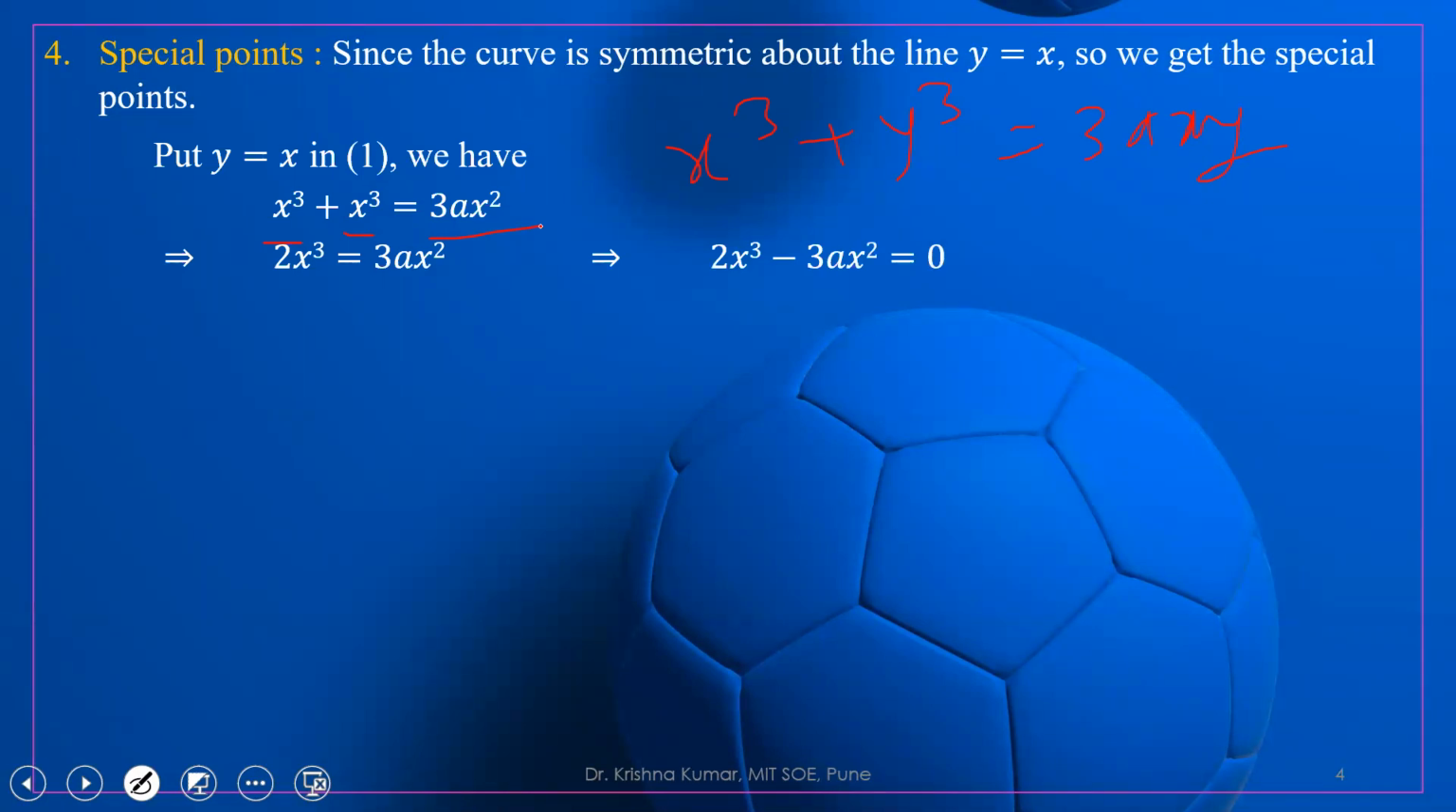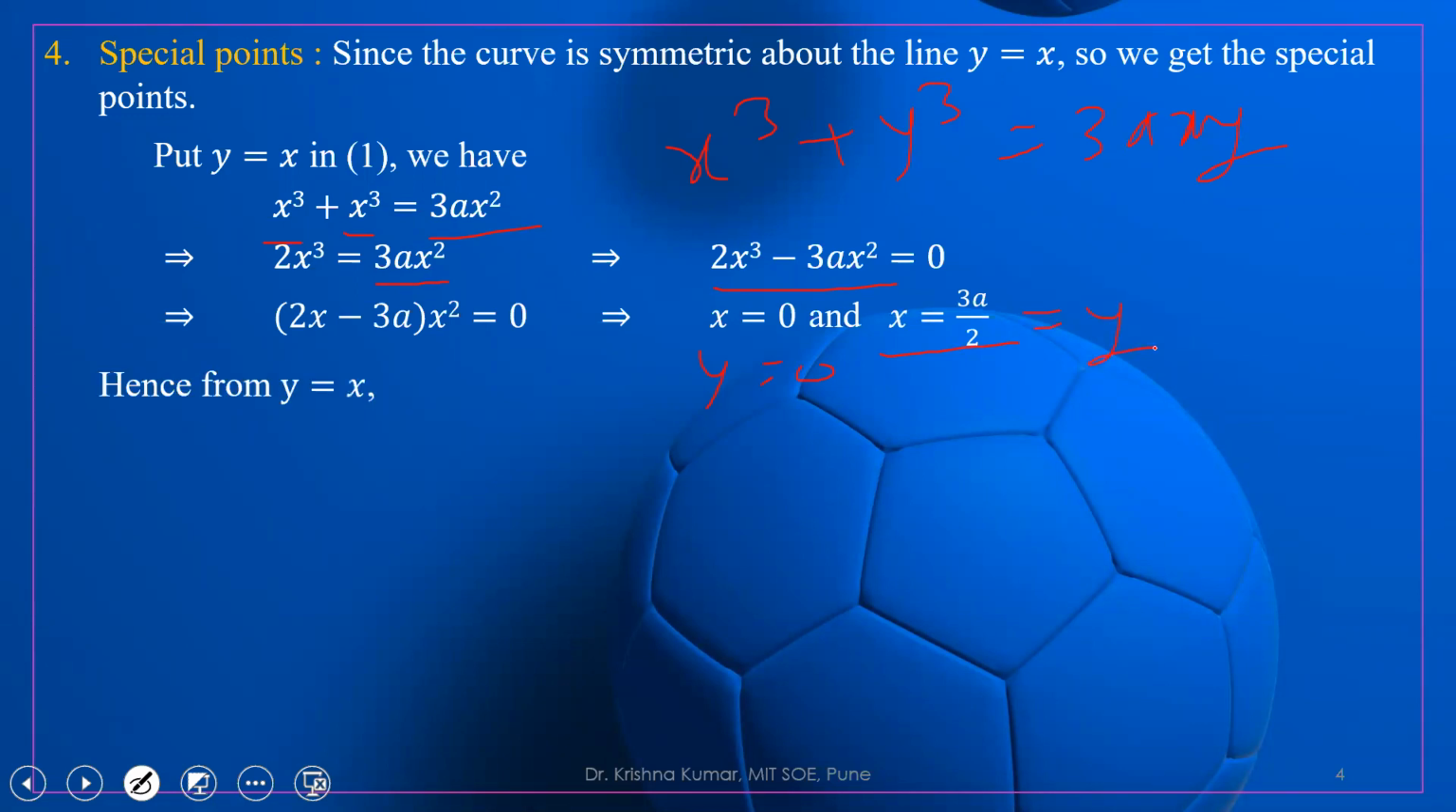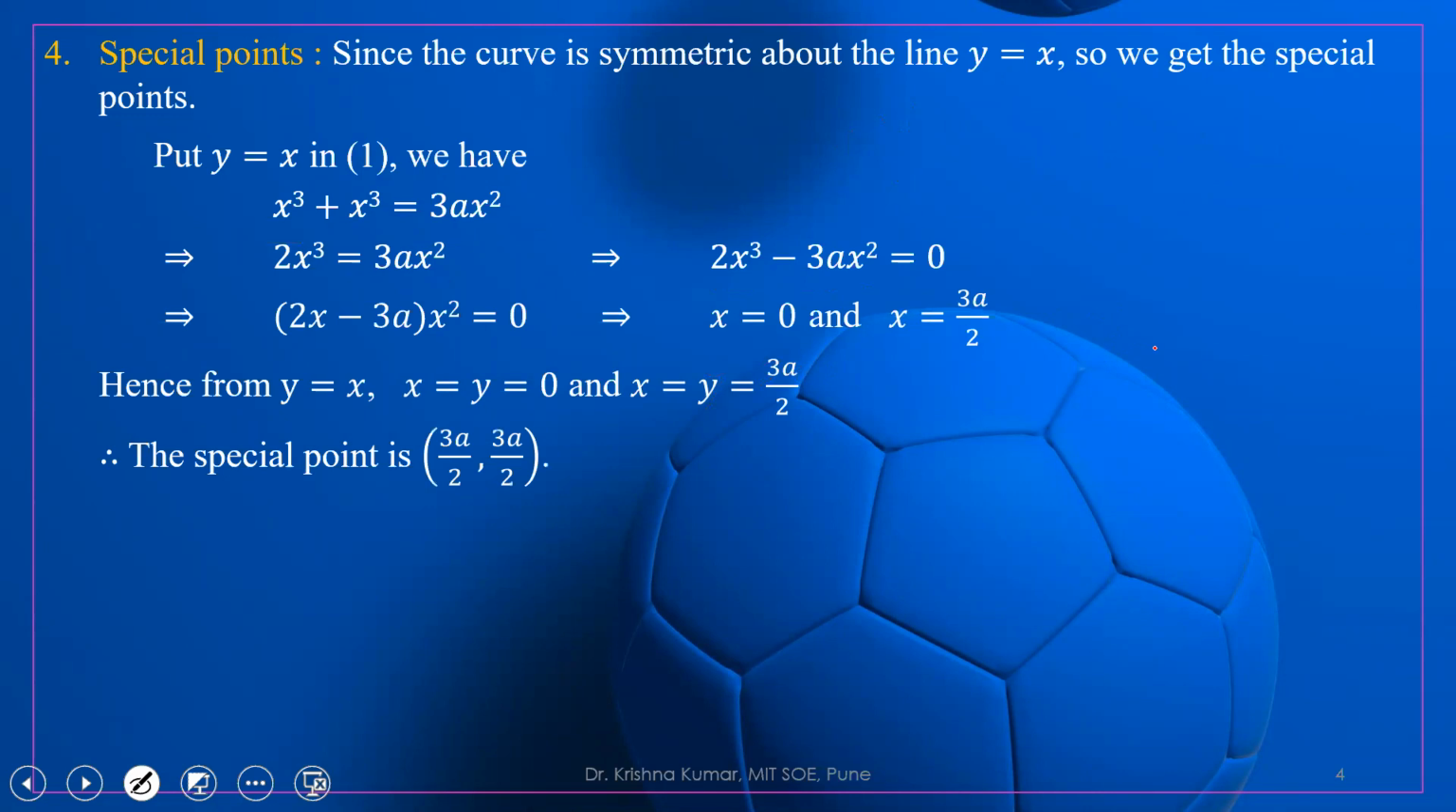Then replace this to the left-hand side, and x square is common, so we can take x square common. So x equal to 0 and x equal to 3a by 2. If x equal to 0, then y equal to 0, and if x equal to 3a by 2, then y is also 3a by 2. So we have two points: x equal to y equal to 0, and x equal to y equal to 3a by 2. (0, 0) we have already obtained, so the special point is (3a by 2, 3a by 2).